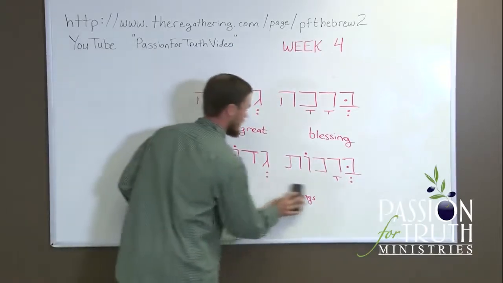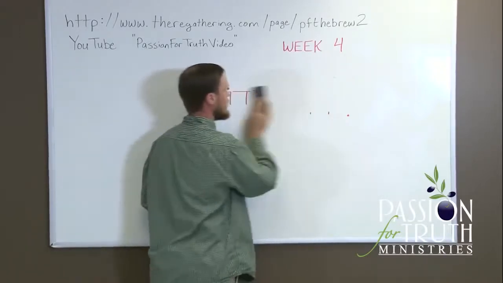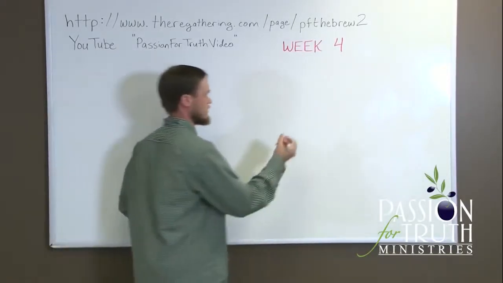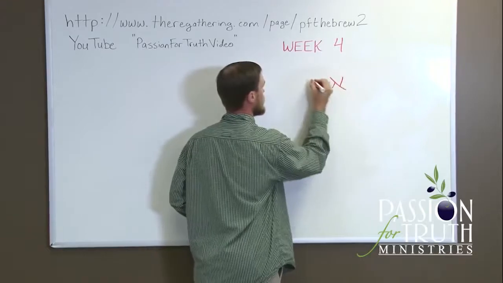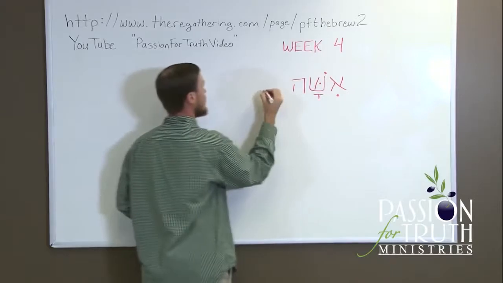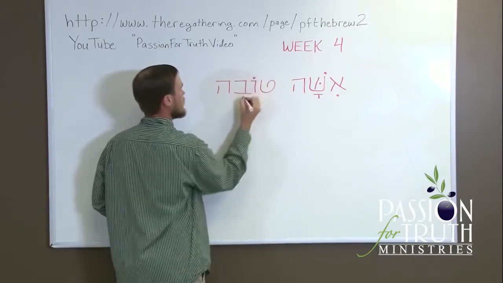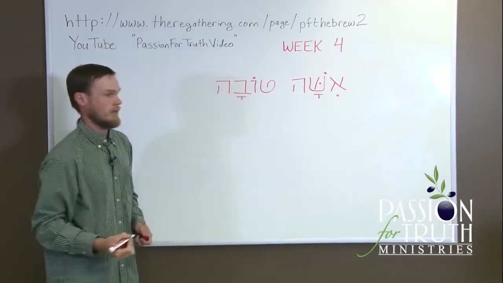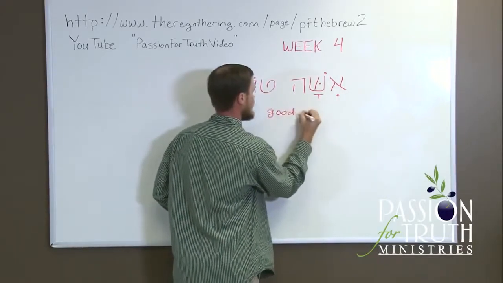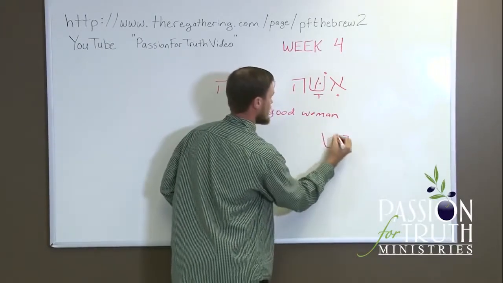All right, and again, this adjective only cares about the gender. It does not care about irregular endings. So using our earlier example of a good woman, Isha tova. Now, woman has an irregular plural form. You'd think it'd be ishot, but in fact, plural of isha is nashim.